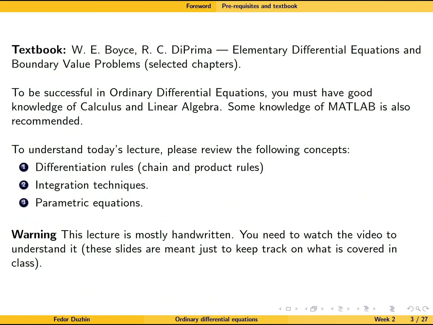Here is the list of things that you're supposed to know in order to understand today's lecture. This is very important. So if you forgot how to do integration, please stop the lecture and review. This lecture is mostly handwritten, so I'm going to go through a lot of worked examples. You really have to watch the video to understand it, because the slides themselves do not have these examples. They do not have the workings.